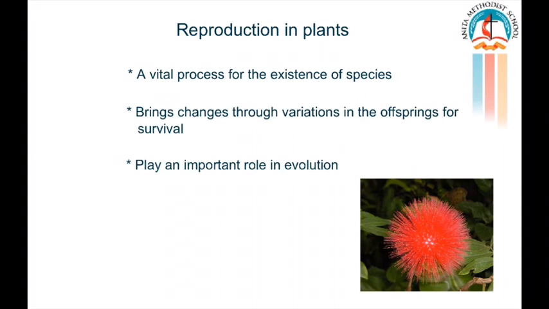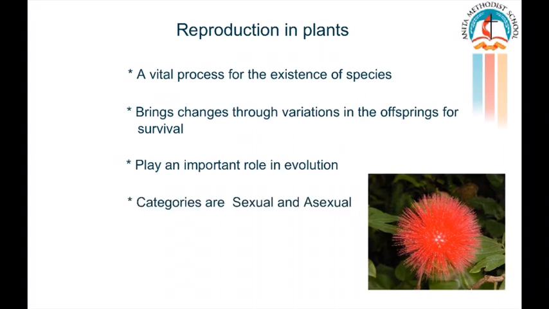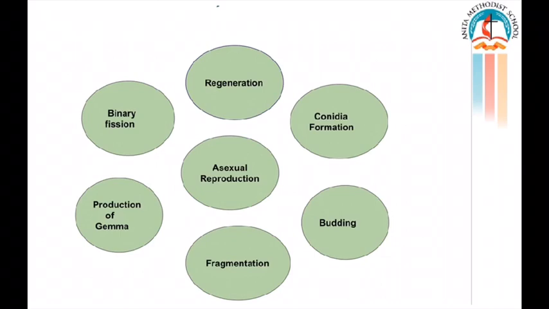It plays an important role in evolution, and reproduction is categorized into two types. They are sexual and asexual reproduction. Let us learn about the types of asexual reproduction in plants with examples. First one is conidia. Conidia formation is seen in the plants called Aspergillus.